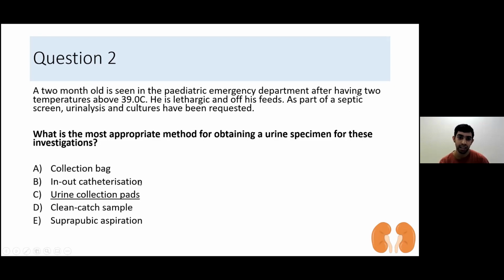And this is essentially a specially made pad that you can line the nappy with. And when the baby passes urine, the pad soaks it up, and you can then use the urine from that pad for urine analysis and also sending it off for cultures. Okay, it is really important to use collection pads, and you cannot just use the nappy itself, as that tends to contaminate the sample and affect the results.